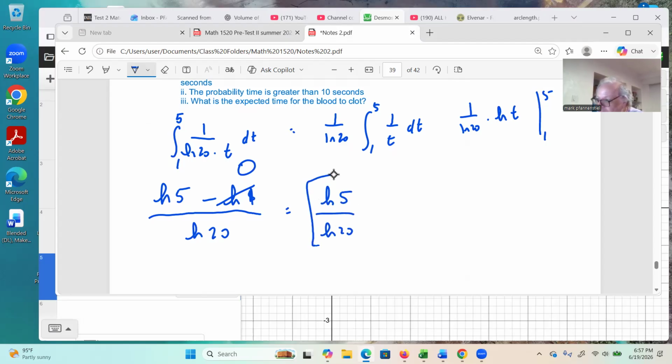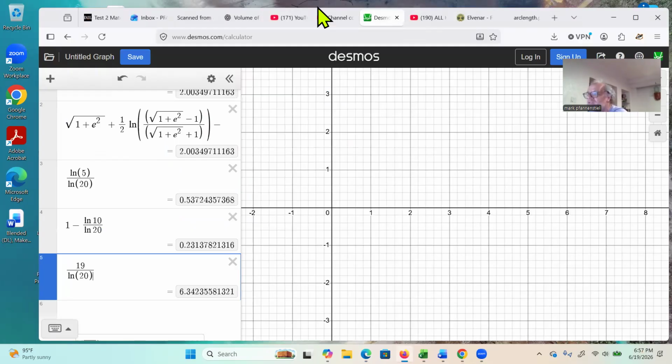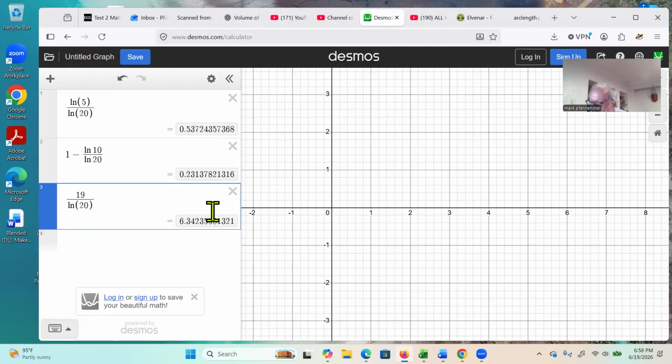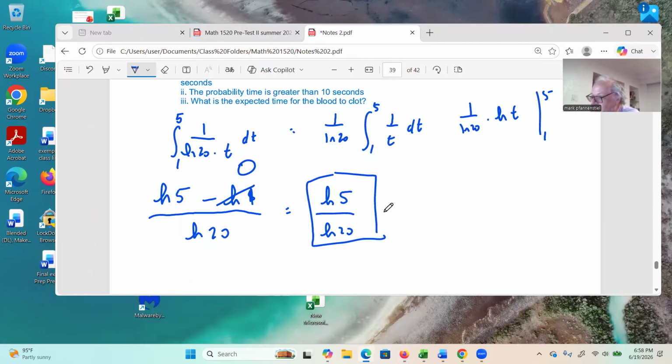I'm sure that's a delightful number. And as a matter of fact, I got it right here for us to check. If we look at Desmos, natural log of 5 over natural log of 20, we ended up with 0.53. When you're dealing with probabilities, you should make sure that the number you come up with is between 0 and 1, always. It cannot be negative. It must be between 0 and 1. So that's what we're working on for that one.